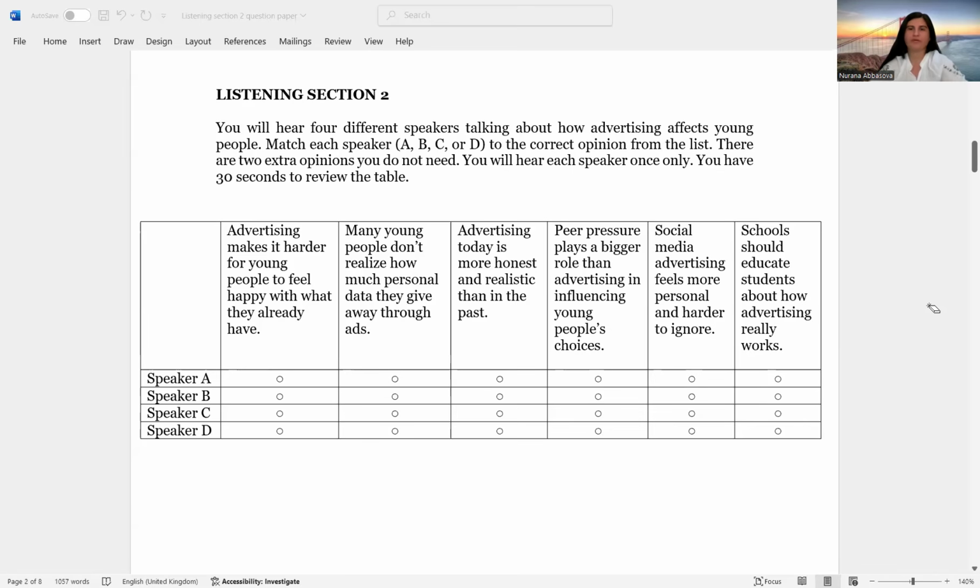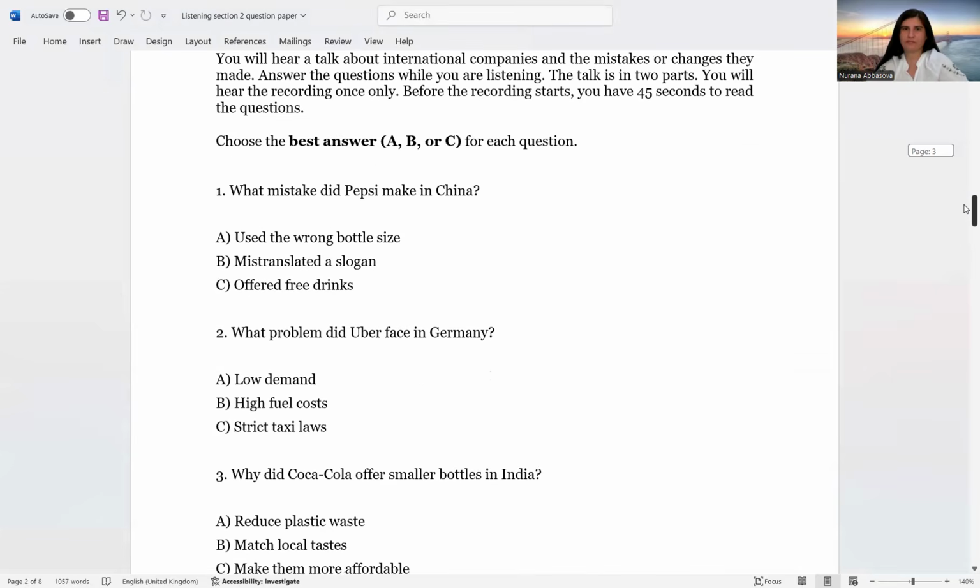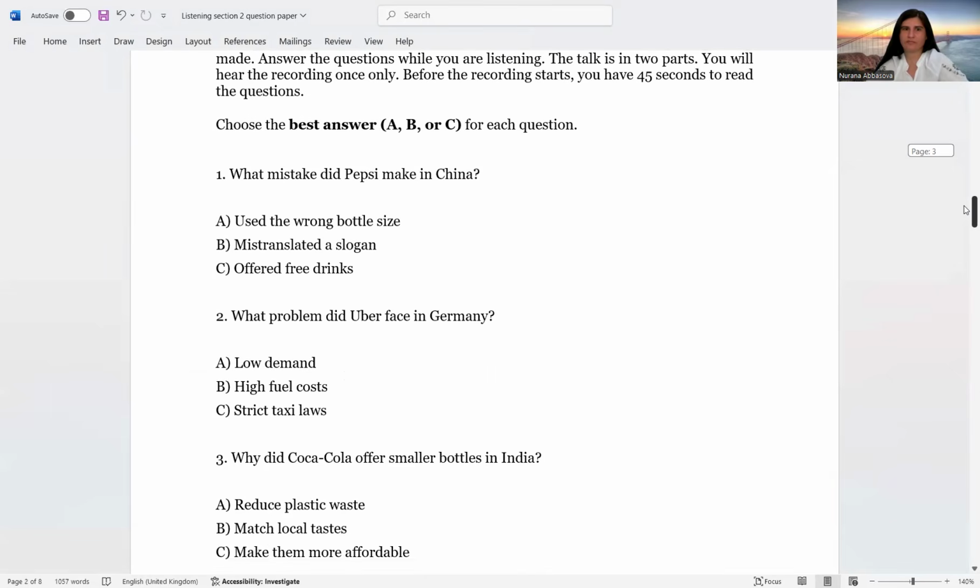You will hear a talk about international companies and the mistakes or changes they made. Answer the questions while you are listening. The talk is in 2 parts. You will hear the recording once only. Before the recording starts, you have 45 seconds to read the questions.